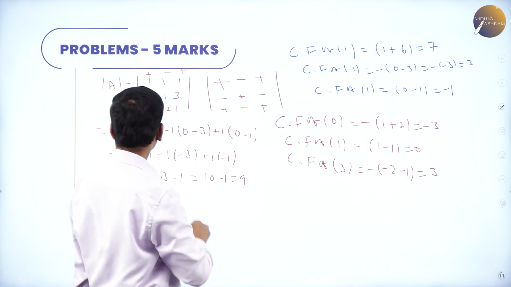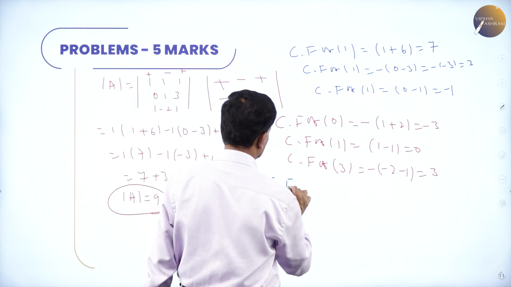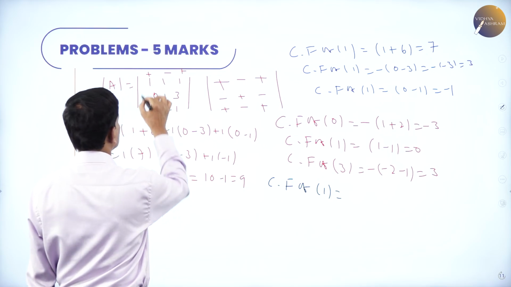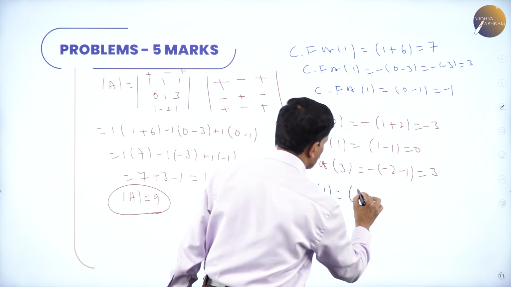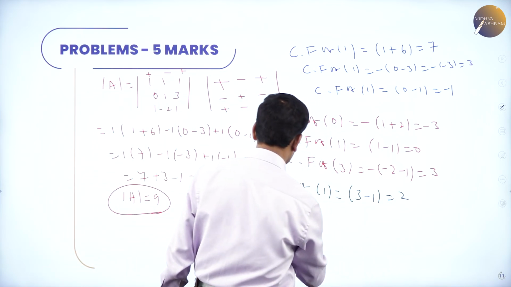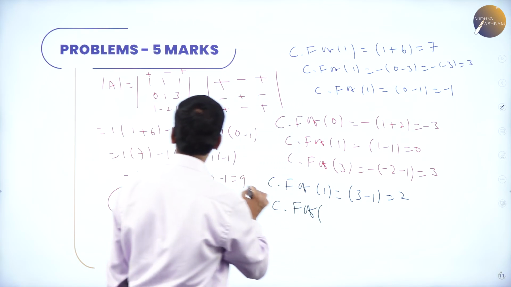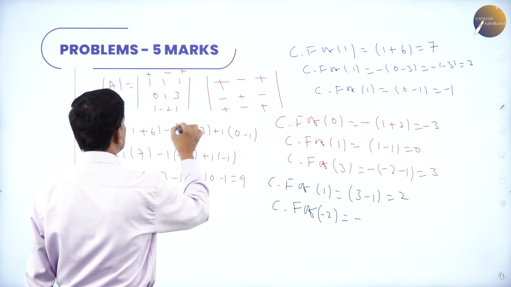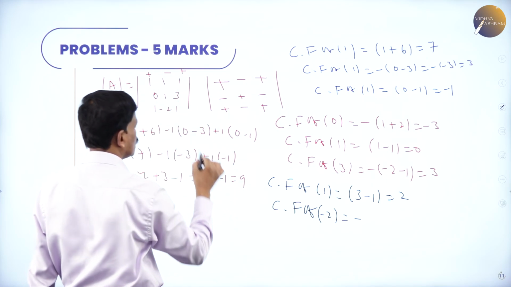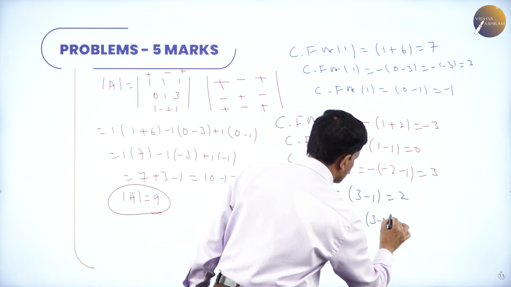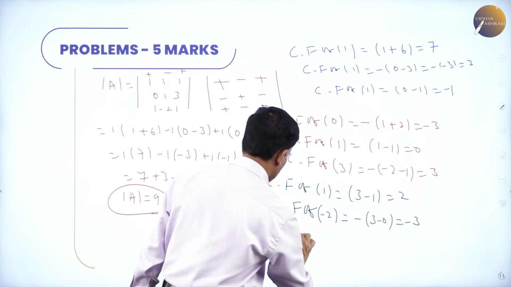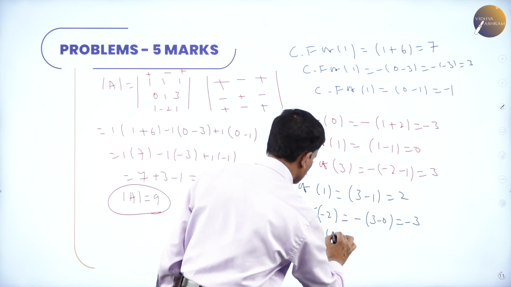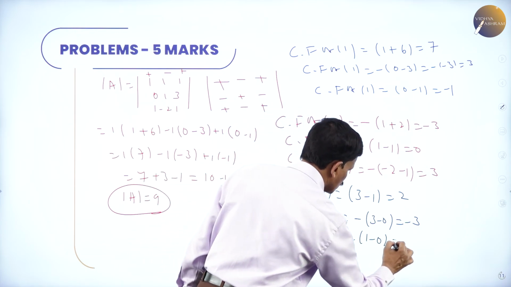Now, come to the third row. Cofactor of 1 is equal to, the sign is positive. This row and column is gone, 1 3s are 3 minus 1. 3 minus 1 is 2. Again, cofactor of minus 2 is equal to, the sign is negative. This row and column is gone. 1 3s are 3 minus 0. This is minus 3. And finally, cofactor of last element 1 is 1 minus 0. This is equal to 1.